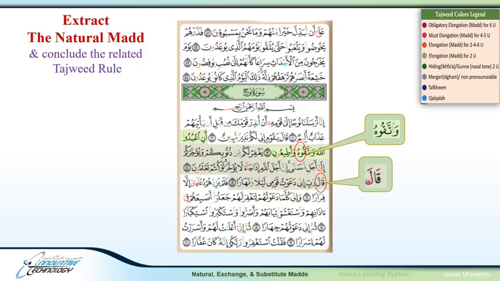Qawmi. Here the waw is a lean letter, not a mad, and because it has sukoon and it's preceded by a fatha, qawmi, not followed by a sukoon or a hamza. So the rule for the waw here is to extend it naturally for 2 units. Qawmi.